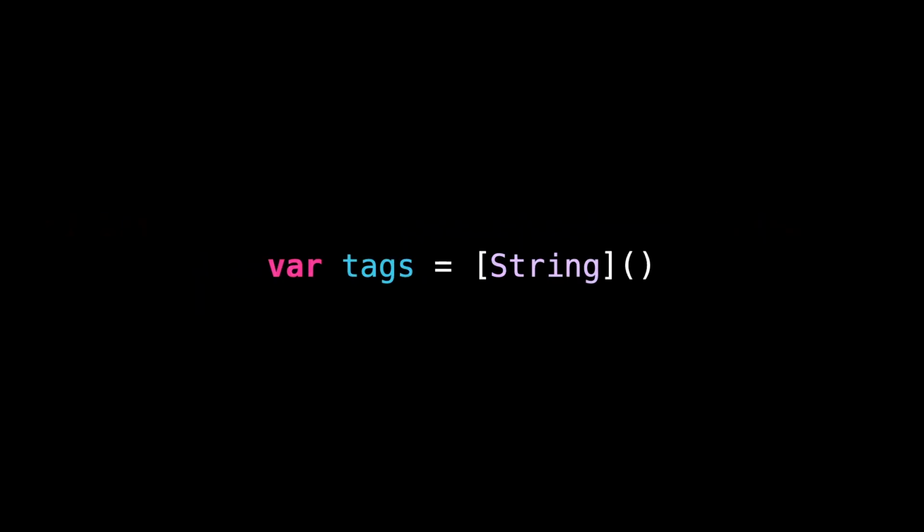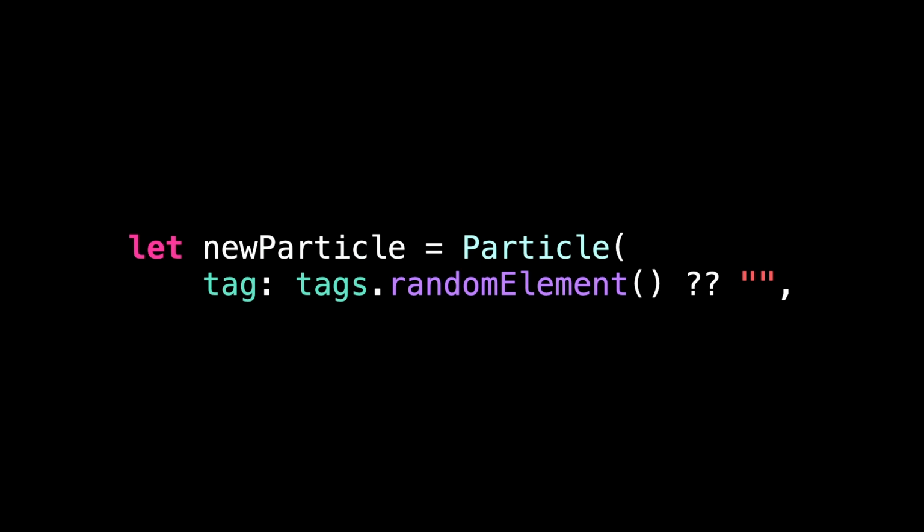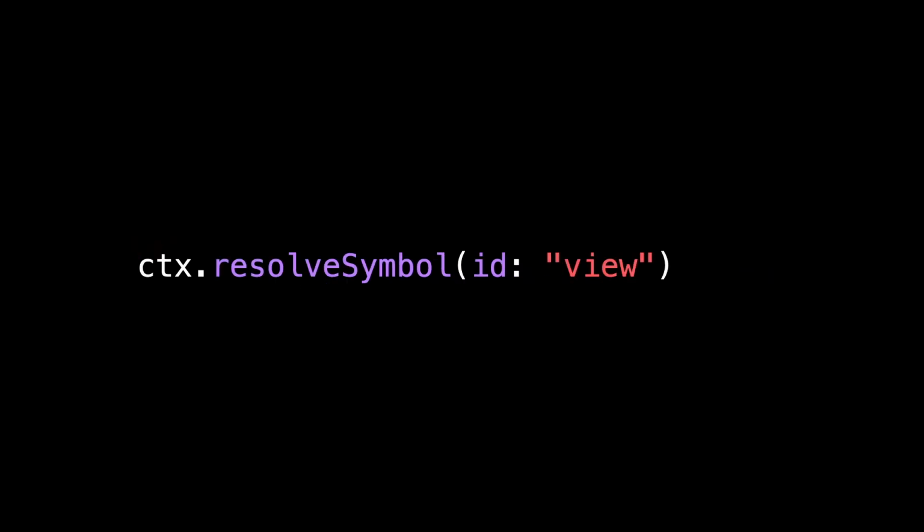What we're going to do is give our particle system a new tags array property to store all the tags it can use. Then we'll add a tag property to each particle, so each particle knows what it should be drawing. And when we create a new particle, we'll just pick a random tag. Then when it comes to finding the view to draw, we no longer just hardcode the string view. Instead, we use whatever tag the particle has.